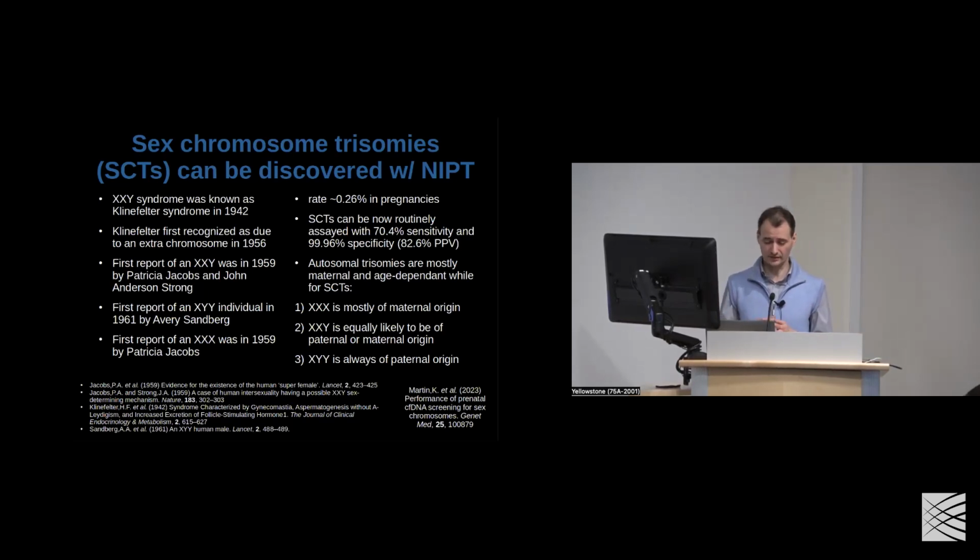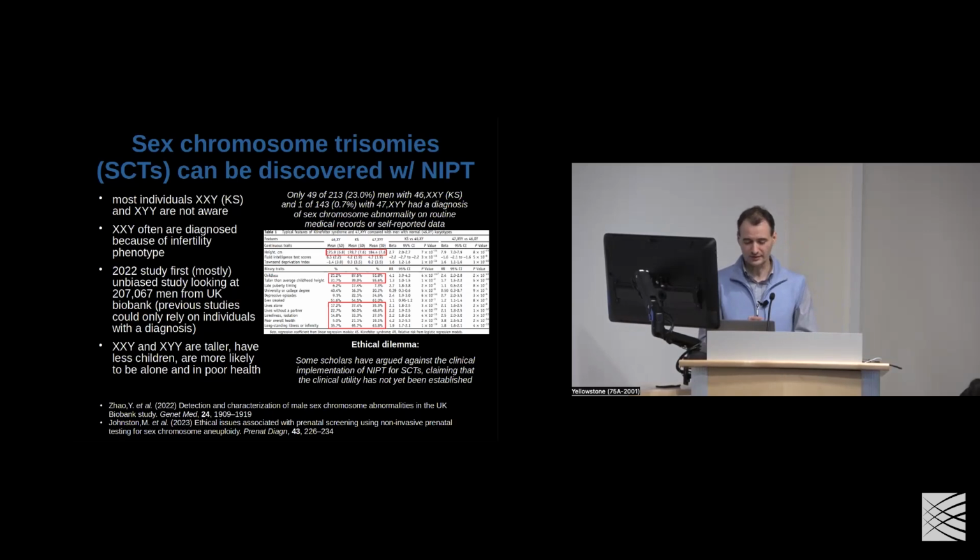The rate is a bit higher than autosomal trisomies. However, they don't grow in prevalence with age as much. And they're not 90% of maternal origin like autosomal trisomy. In particular, XYY can only happen from the father. There is no doubt about that. We now actually know that, although again, most people don't know that they have them, because the phenotypes are not very specific.